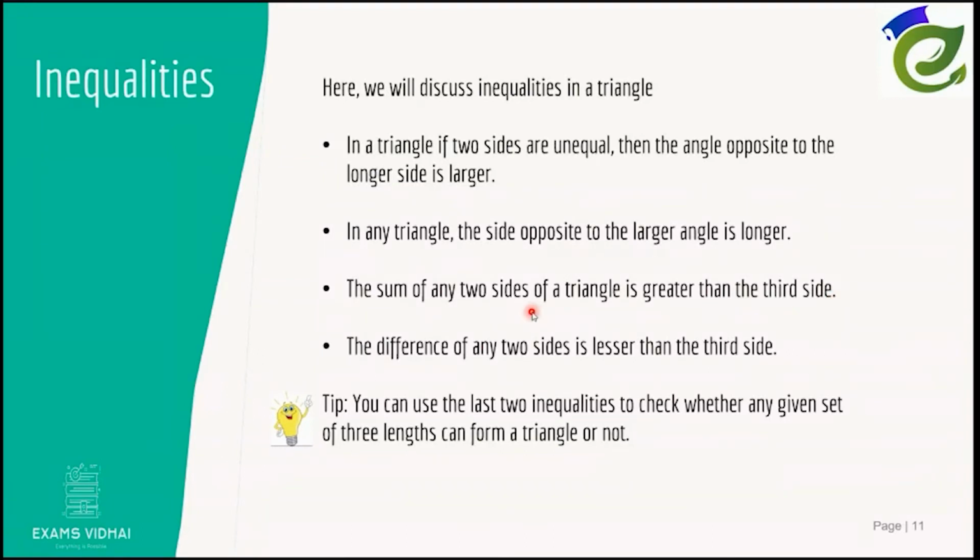So if you are given three lengths, then any set of three numbers forming a triangle will satisfy this property. The sum of two sides is larger than the third side, and the difference of any two sides is lesser than the third side. So if you are given three numbers and you want to check whether they form a triangle, if this holds true for all three combinations of the sum and all three combinations of the difference, then you can say they will form a triangle.